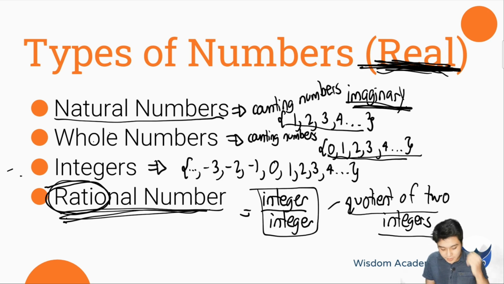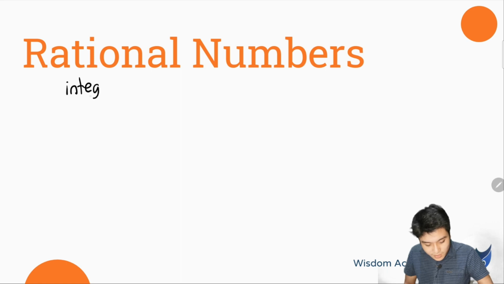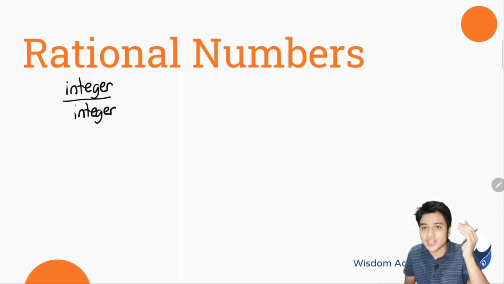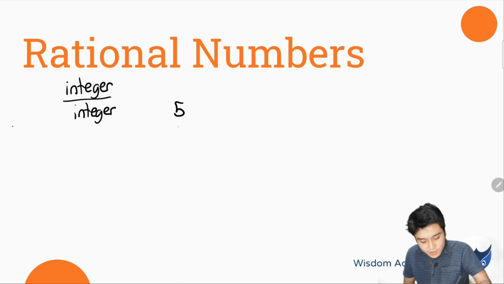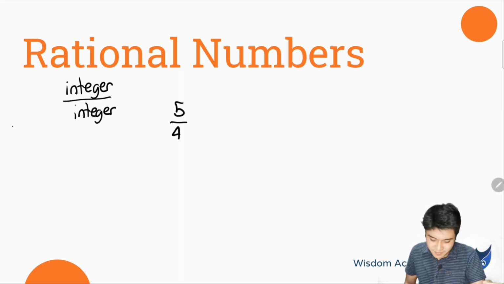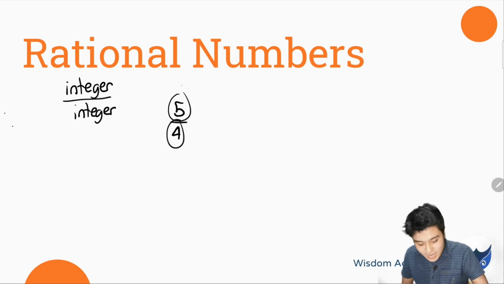So, rational number. So, let's dive deeper sa ating rational numbers. So, again, as I said kanina, rational numbers are numbers that can be expressed as a quotient of two integers. So, it's an integer over an integer. So, ano bang mga example ng rational numbers natin? Let me think of something. Ano ba? 5 over 4. So, that's an integer. This is an integer. 5 is an integer. 4 is an integer. Naka-quotient sila, naka-divide sila sa isa't isa. That's a rational number.